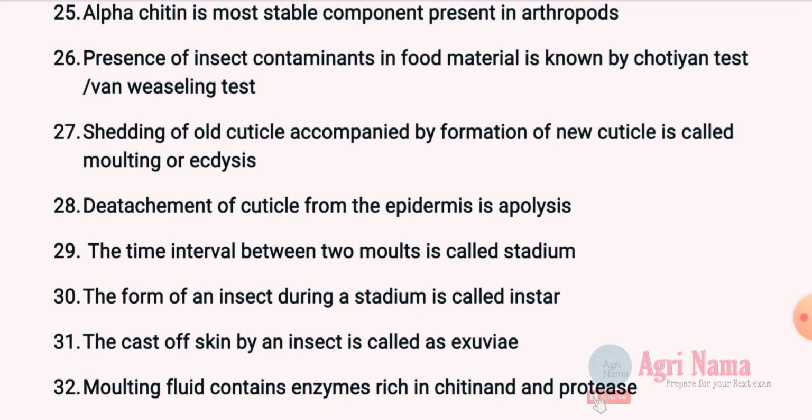The next, 31, the cast of skin by an insect is called exuvia. Here we are talking about the skin which is shed by the insect, it is called exuvia. 32. Molting fluid contains enzymes which are chitinase and protease.